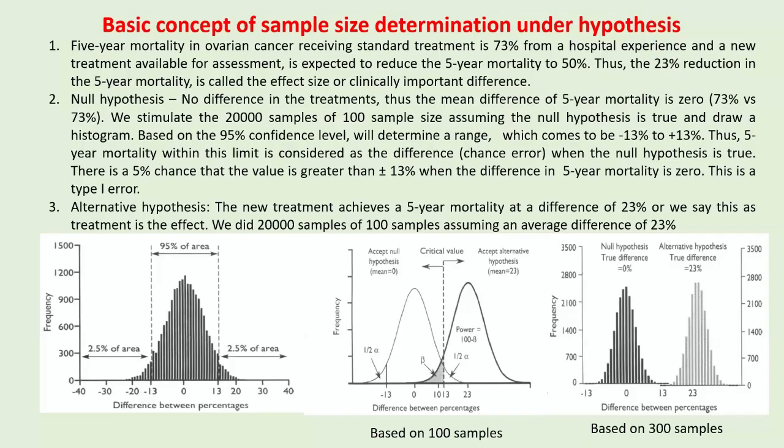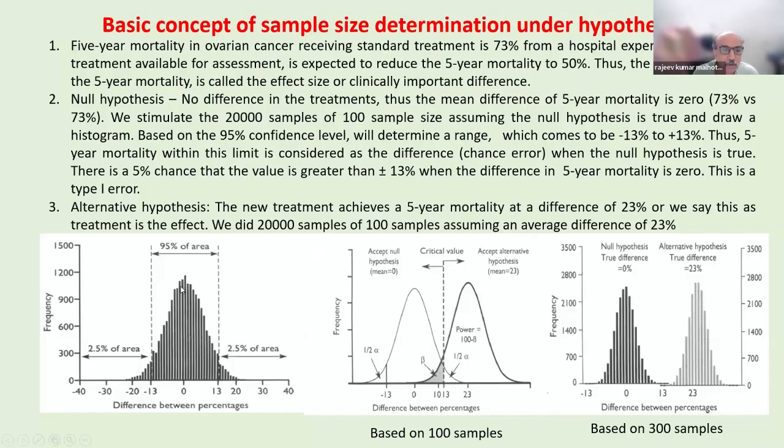I simulate 20,000 samples of sample size 100. So I estimated 20,000 samples of sample size 100, assuming that the null hypothesis is true. The null hypothesis is true, there is no difference in the treatment, and I draw a histogram. This histogram I plot assuming that there is no difference.